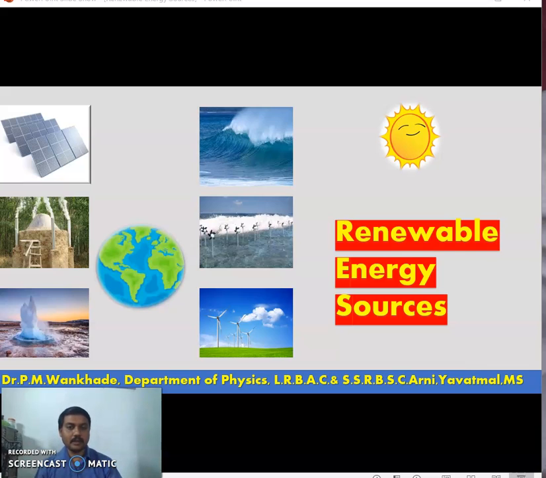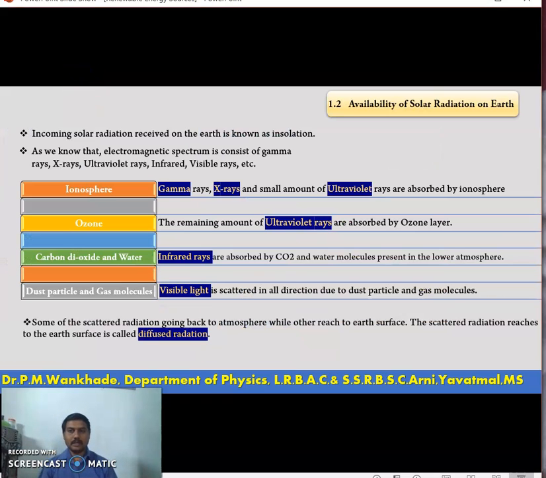So let's begin with availability of solar radiations on the earth. Incoming solar radiation received on the earth is known as insolation. Many times a definition is asked: what is meant by insolation? So it is incoming solar radiation received on the earth, known as insolation. The word insolation is derived from incoming solar radiations. The change in insolation received by the atmosphere is due to the orbit of the earth during the year.